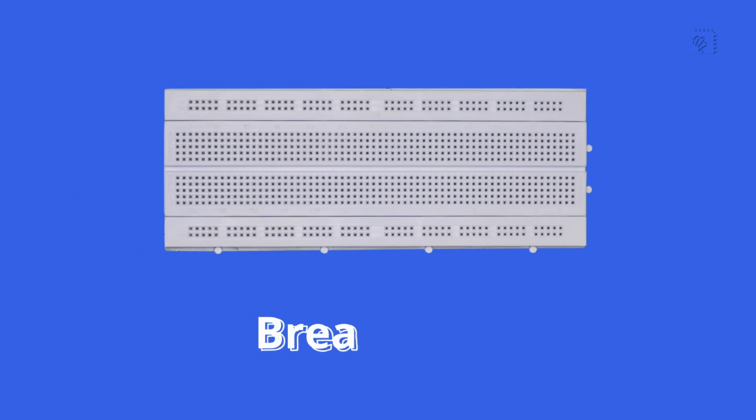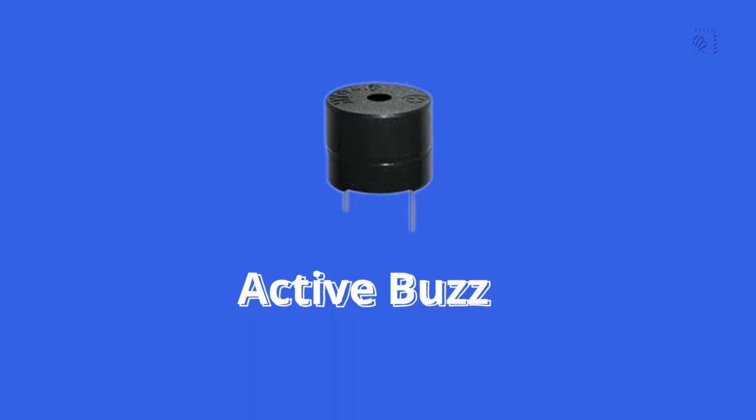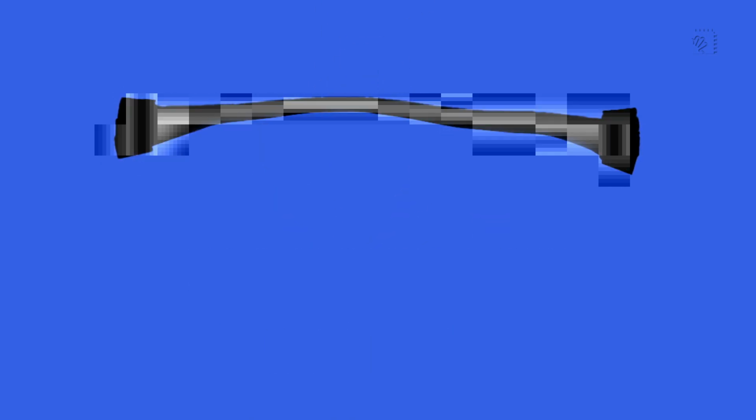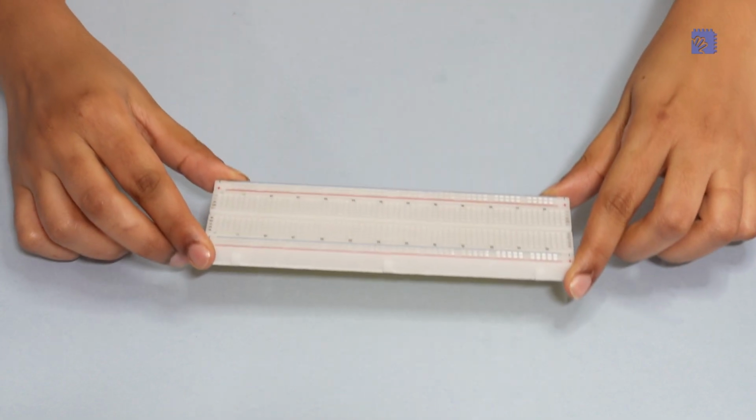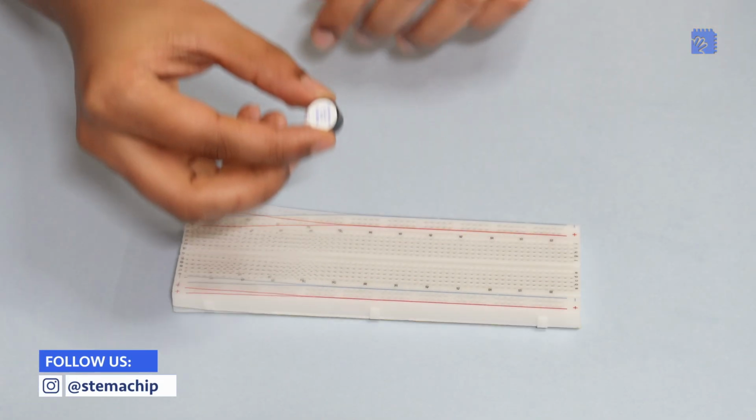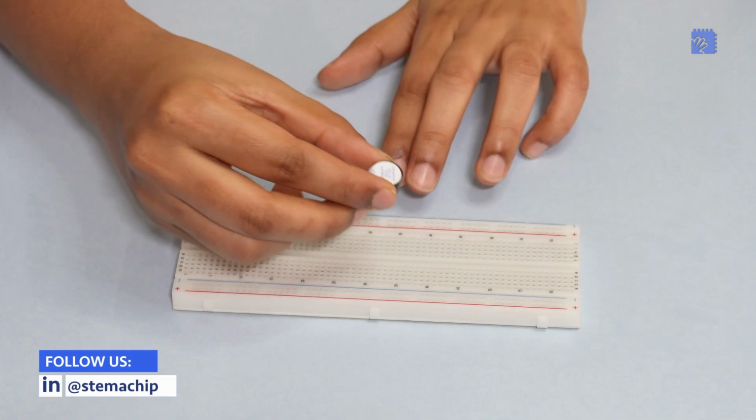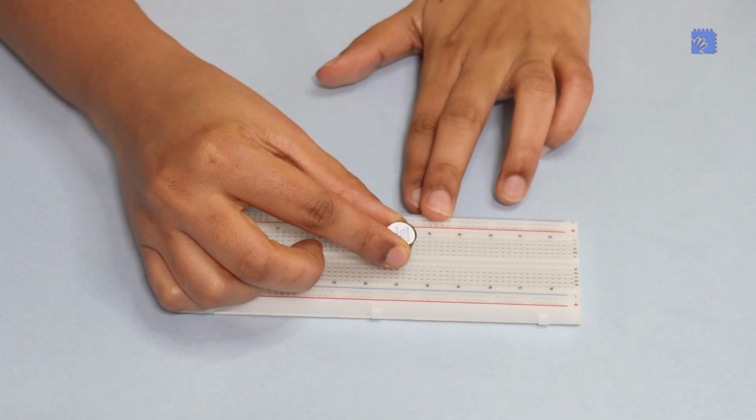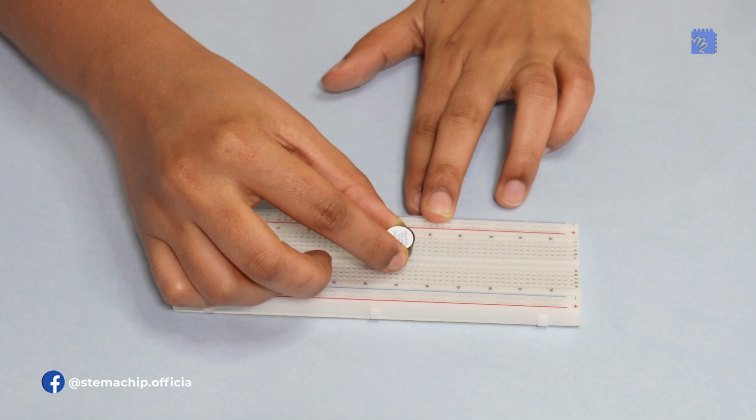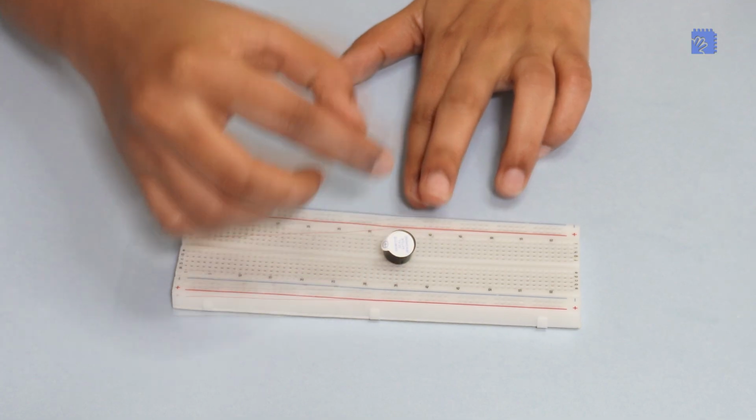Let's quickly go over the components you'll need for this project: an Arduino UNO, a breadboard, an active buzzer, a USB cable, and jumper wires. Let's start by placing the breadboard on your workspace. Now take the active buzzer and insert it into the breadboard, making sure each of its two legs sits in a different row so they are not in the same column or directly connected to each other.